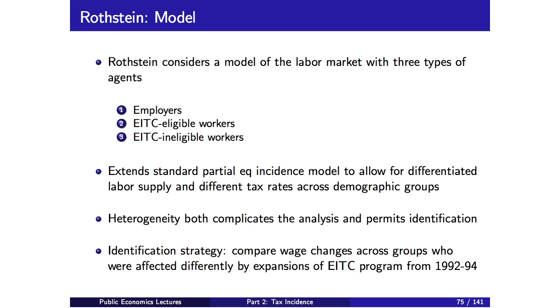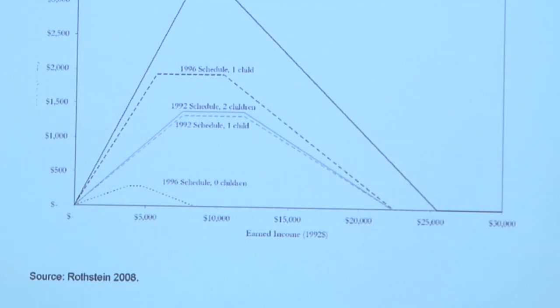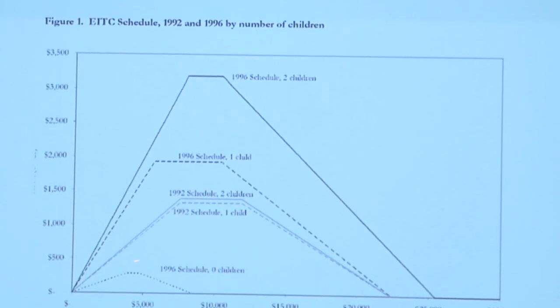So at a broad level, the research design here is to compare wage changes across groups who were affected differently by expansions of the EITC program from 1992 to 1994, where the program was expanded quite a bit, and then it was later further expanded as well. Sorry, I should have actually said from 1992 to 1996, essentially, is when the treatment is occurring.